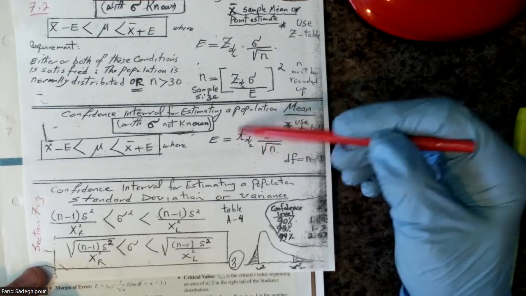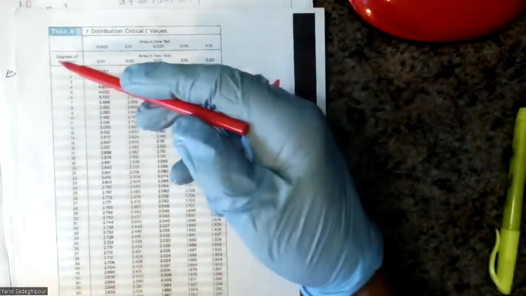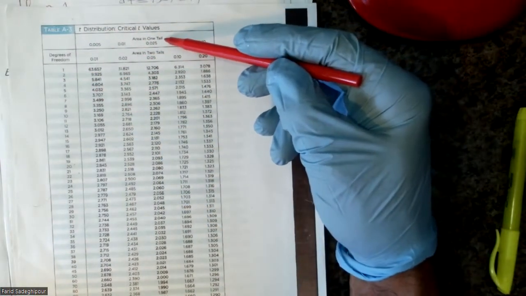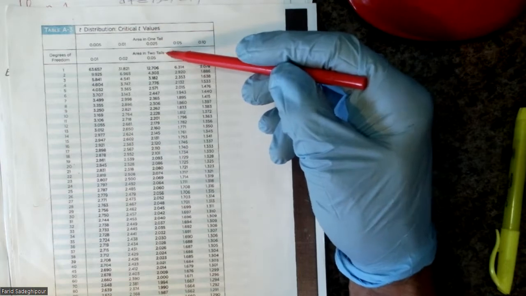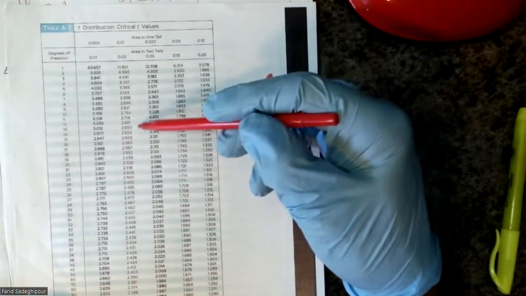What's the difference between the T table and the Z table? This is a T table. The T table has degrees of freedom and area of one tail or area of two tails, and these are the values. These are the T values. What is degree of freedom?